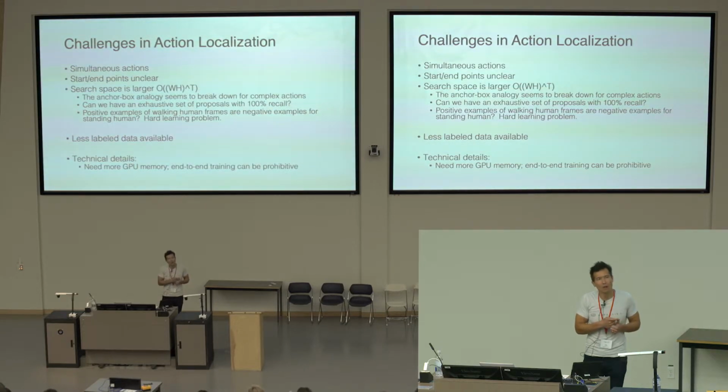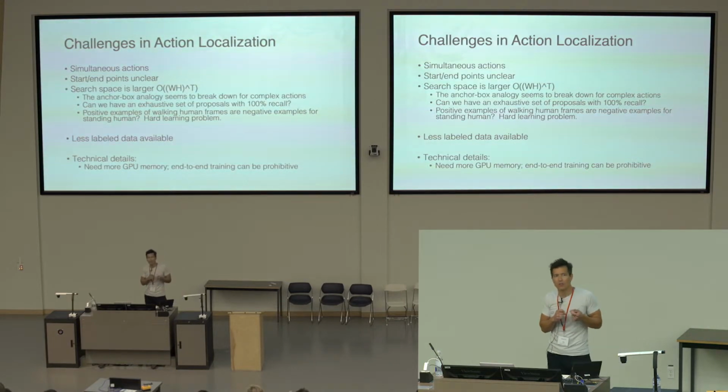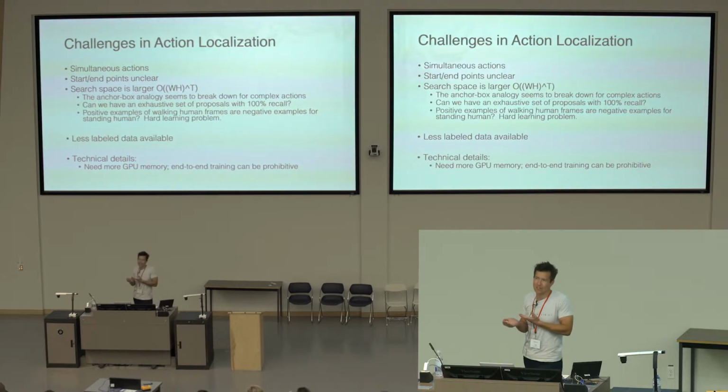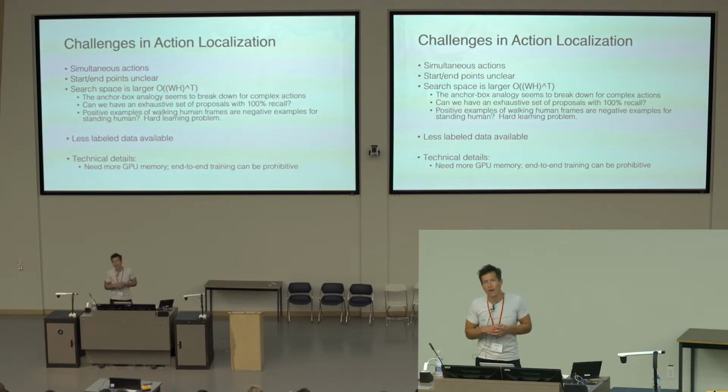The other thing that's hard is that the start and end points for many actions are very unclear. So it's quite difficult to label when a basketball shot starts and when it ends. There are a lot of things that happen before and after that are difficult to label and annotate.